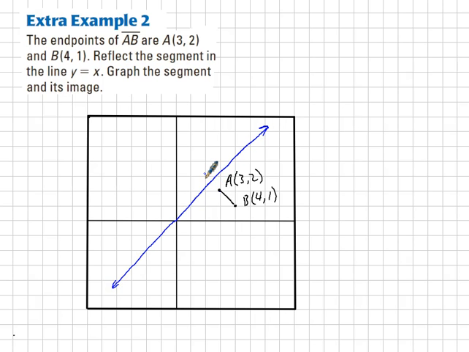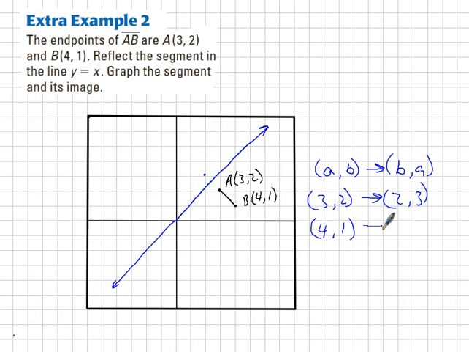And what were the rules? Oh, we said if we're reflecting around the line y equal to x, (A, B) is going to go to (B, A). So in this case, (3, 2) is going to (2, 3). So (2, 3), that's that point there. And the other point, (4, 1), is going to the point (1, 4). So that gives me A prime, and (1, 4) is there, and there's B prime.